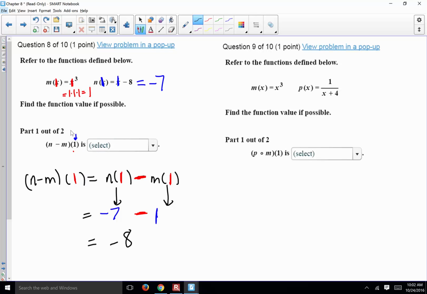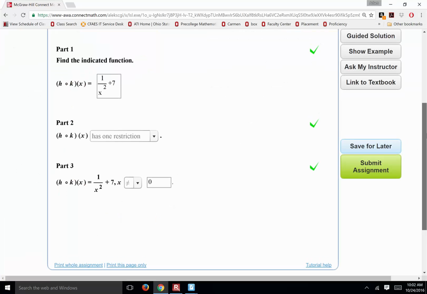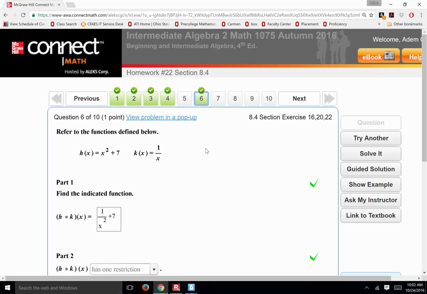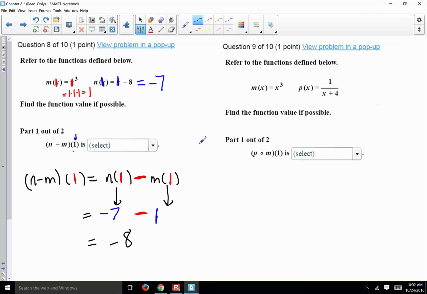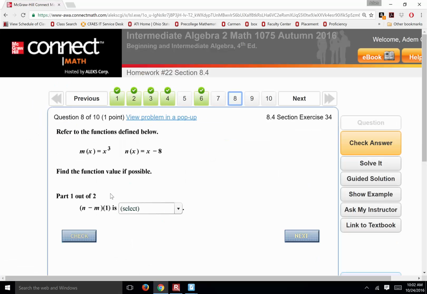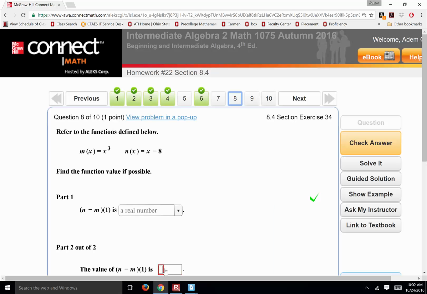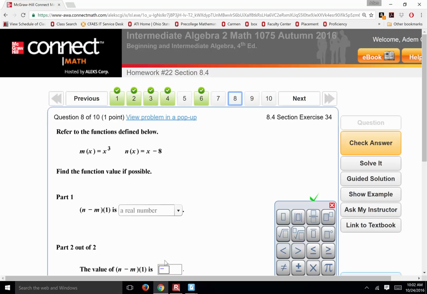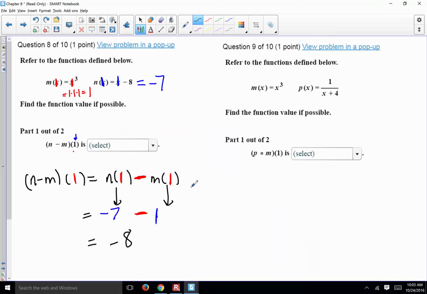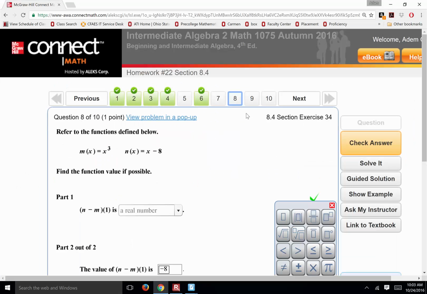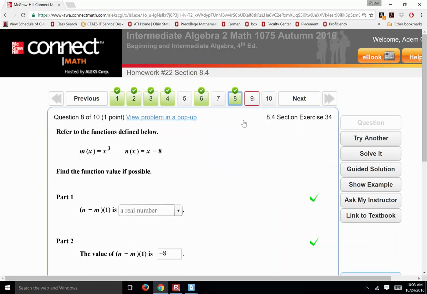I wonder what is asked. It's probably the second part, but let me check what is asked in the first one. It just says if you can compute and get a number result. Yeah, we got a number result. And what is that number? Negative 8, right? Okay, that was an easy practice.